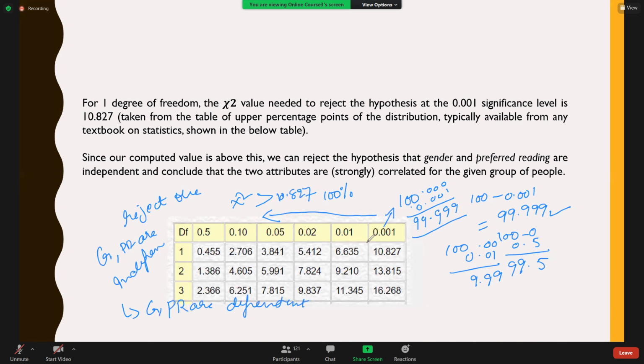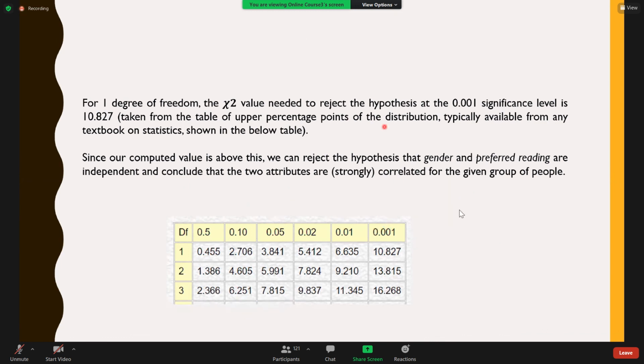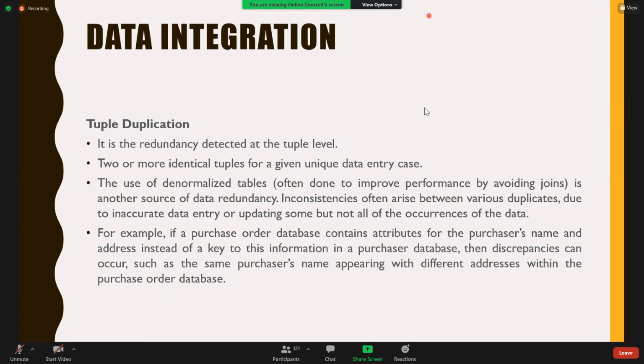Actually, we are not strong in statistics, so the statistics people will know more about these. But for your understanding, I have collected this from a statistics textbook and included this table. So this is not given in your textbook. I'll conduct one quiz later. We'll continue with the next topic.